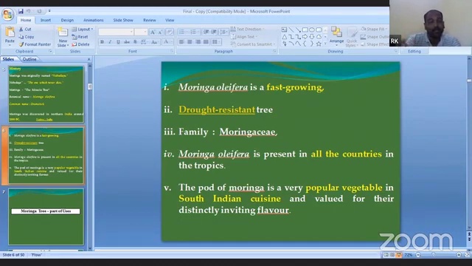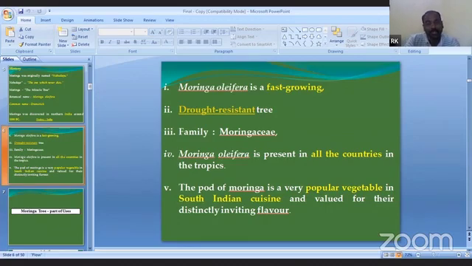It is a drought resistant tree. The family is Moringaceae. Each tree belongs to a family. Suppose the Ramakrishnan family, like that. Family means origin. That is Moringaceae, the family name. I am not going in depth into science, only an outline. Okay, Moringa oleifera is present in all tropical countries, as I said already.